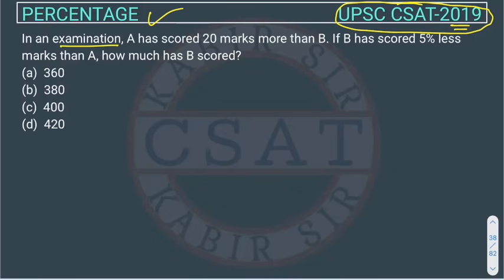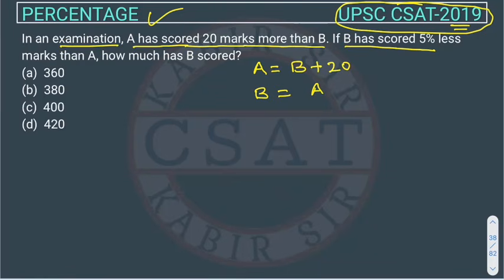In an examination, A has scored 20 marks more than B. So how much is the marks of A? A's marks is 20 marks more than B's marks, right? So A is equal to B plus 20. B has scored, what is the score of B? B's score is 5% less marks than A. So we can write B's marks is 95% of A.